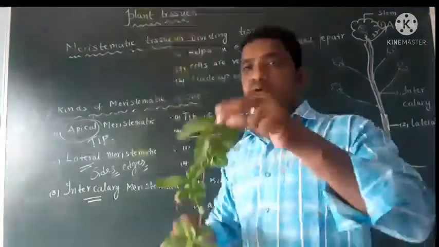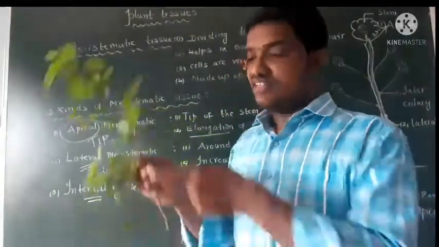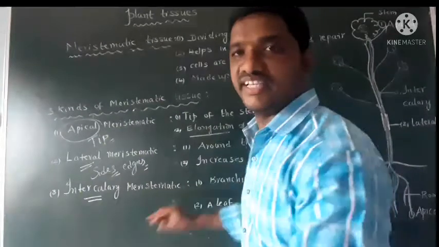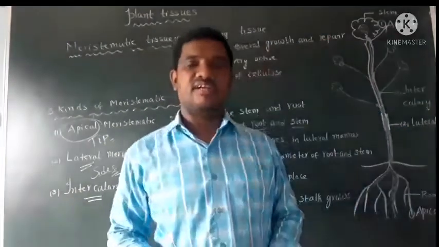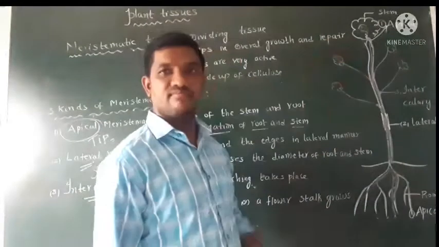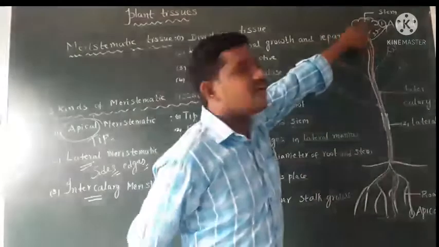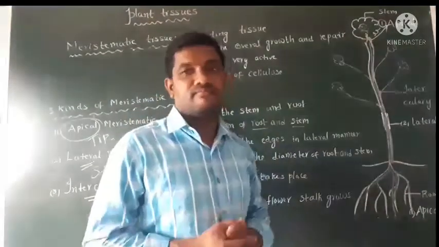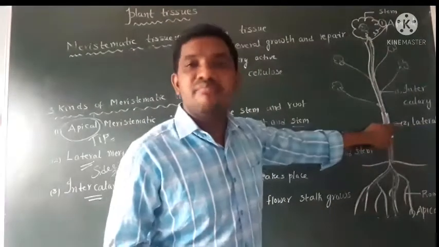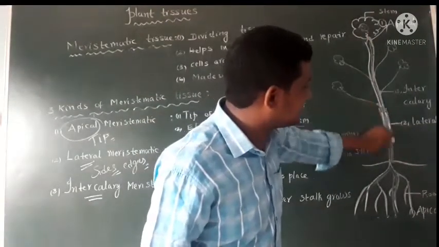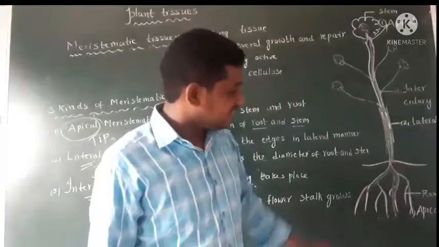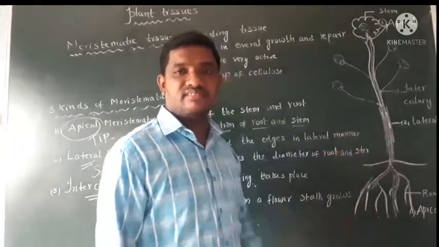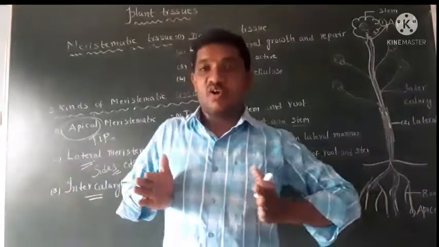At the tip of the root and tip of the stem, apical meristematic tissues are present. At the sides of the plant body, lateral meristematic tissues. Once check it in the diagram I have drawn on the board. Tip of the stem and tip of the root contain apical meristematic tissue. Apical means tip. Second one, lateral meristematic tissues means sides, edges of the plant body. These are present on the roots and stems, so the plant grows horizontally.